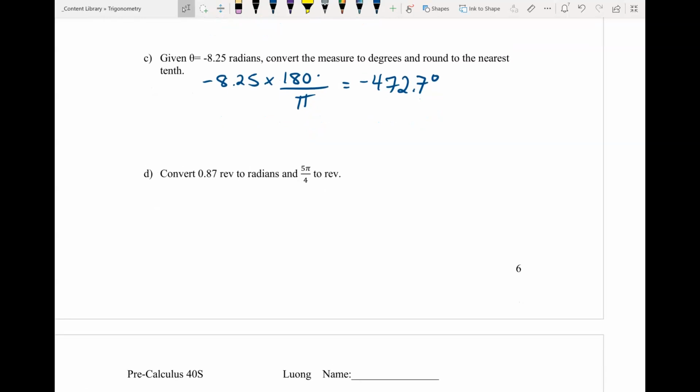Next, we're going to convert revolutions to radians and also from radians to revolutions. So let's do this one first. We know that 1 revolution is equal to 2 pi. So then I'm going to multiply both sides by 0.87. And then we're going to have 0.87 revolutions on our left-hand side.